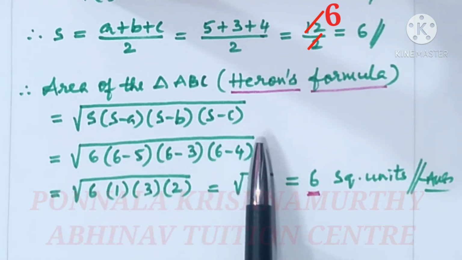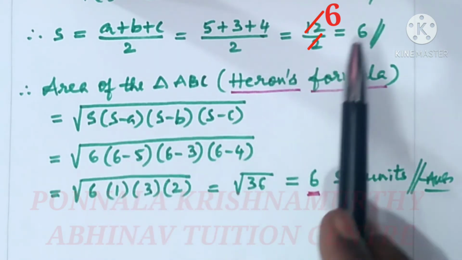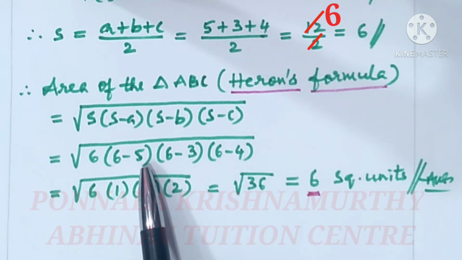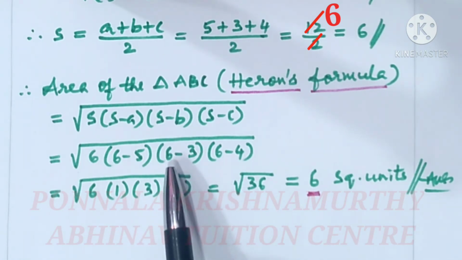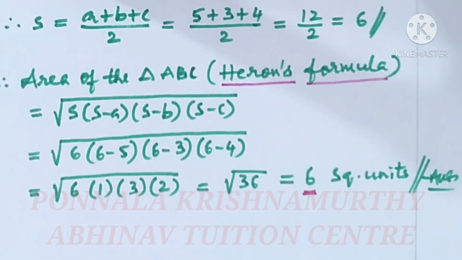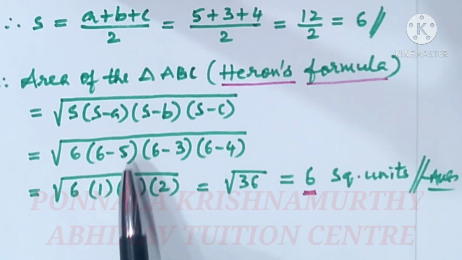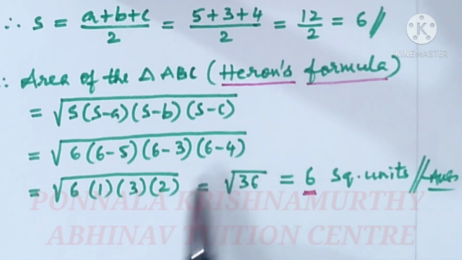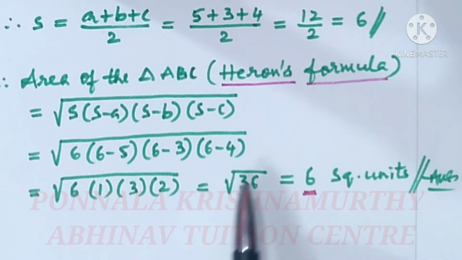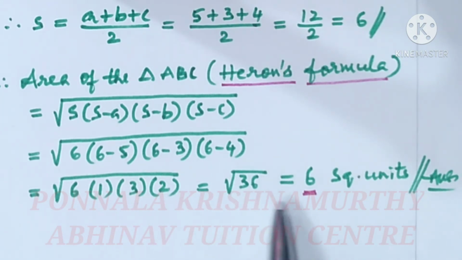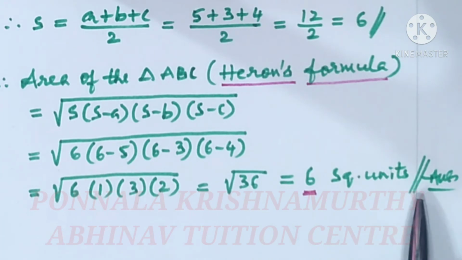That is equal to under root, S is nothing but 6. So 6 into (6 minus 5, a is 5) into (S minus b, 6 minus 3) into (S minus c, 6 minus 4). That is equal to under root 6 into (6 minus 5 is 1) and (6 minus 3 is 3) and (6 minus 4 is 2). That is equal to under root 6 times 3 is 18, 18 into 2, 36. Under root 36 is equal to 6 square units. Answer.